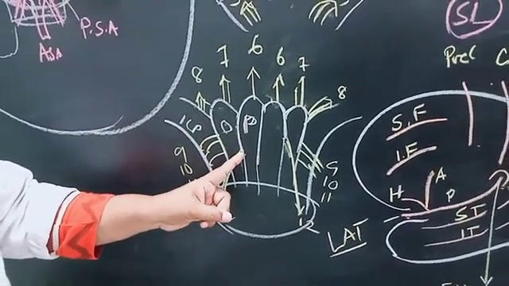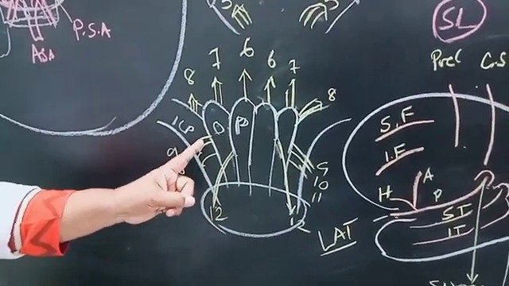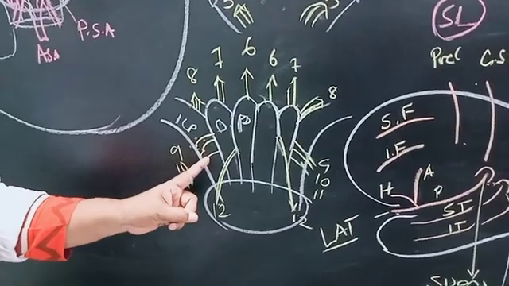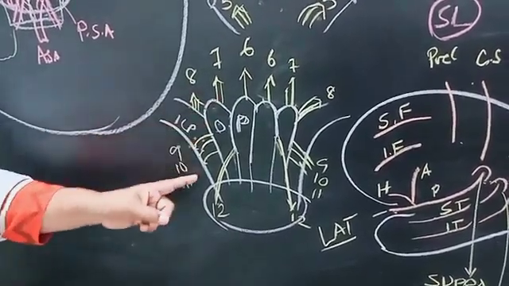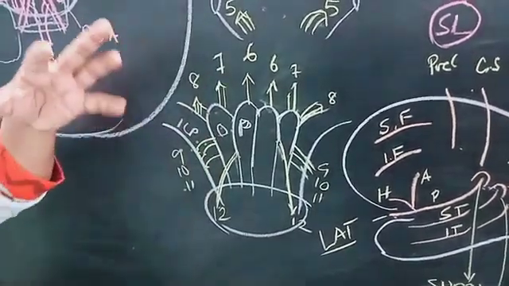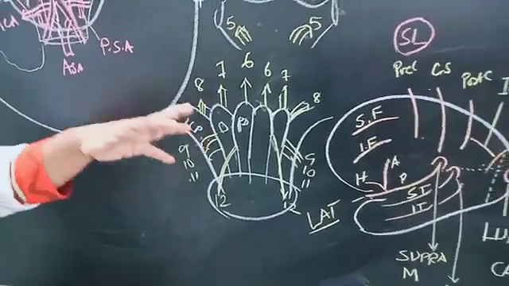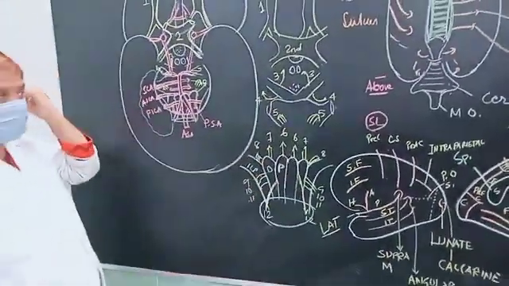Then the pyramid and olive are separated by this fissure. This is the anterior fissure where lies the 12th cranial nerve. And at the olive and inferior cerebellar peduncle, there lie your 9th, 10th, 11th cranial nerves. That is glossopharyngeal, vagus and accessory nerve. So this is how the cranial nerves exit from the brainstem. This is very important from your theory and practical point of view. So you have to study this attachment of the cranial nerves, how they exit from the brainstem.